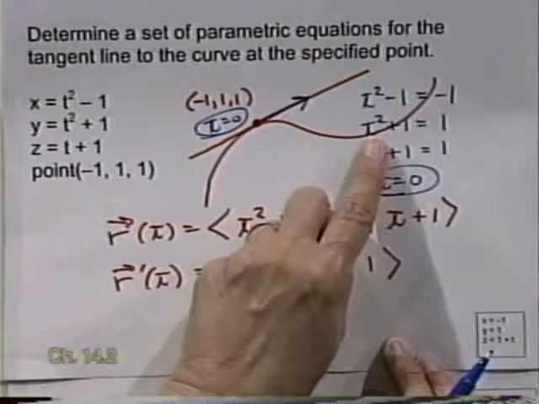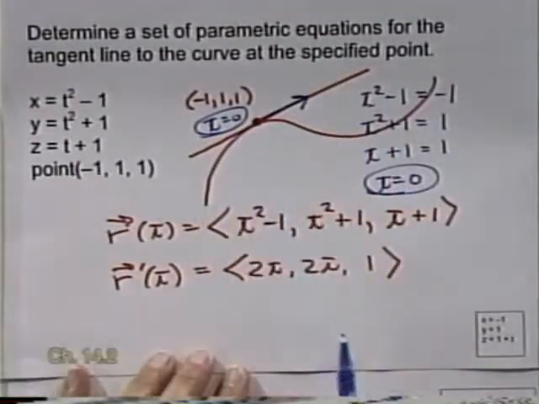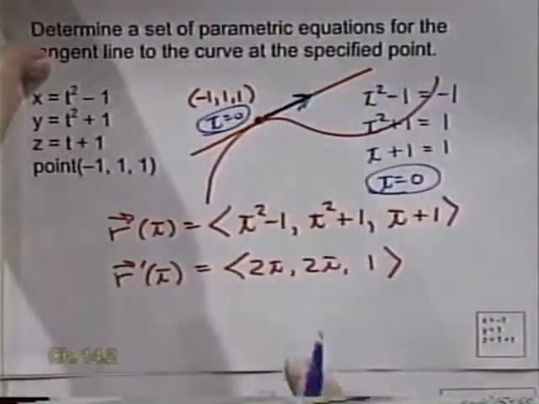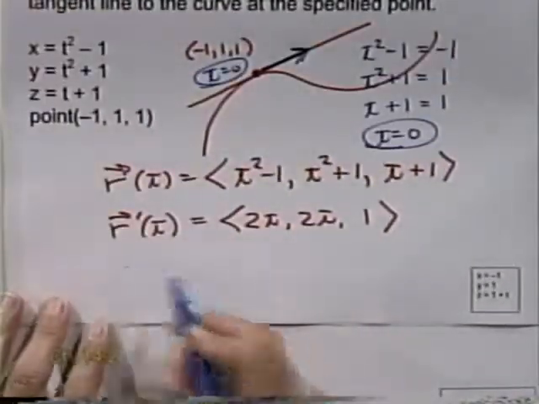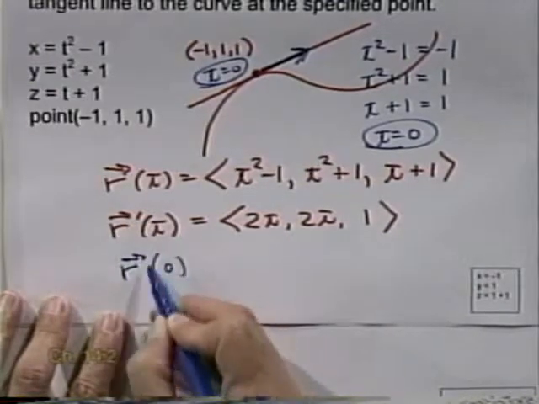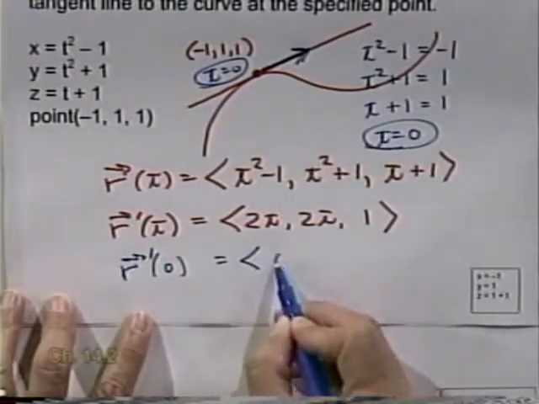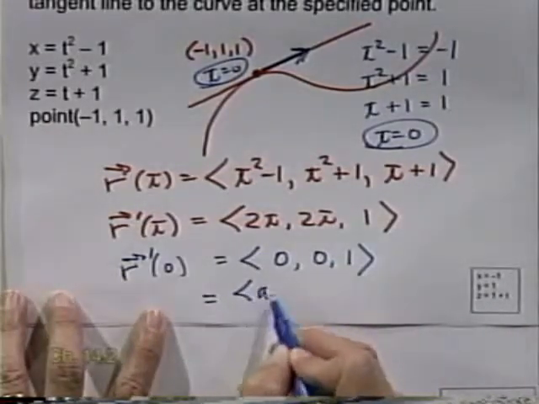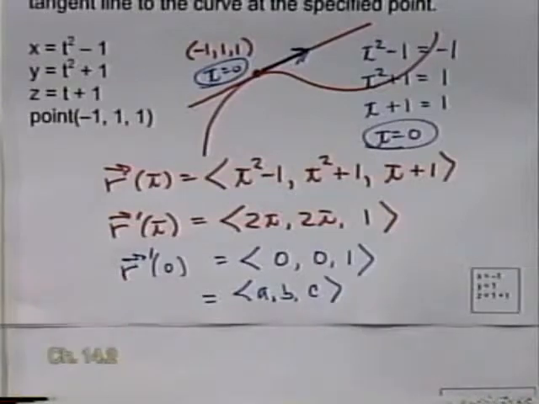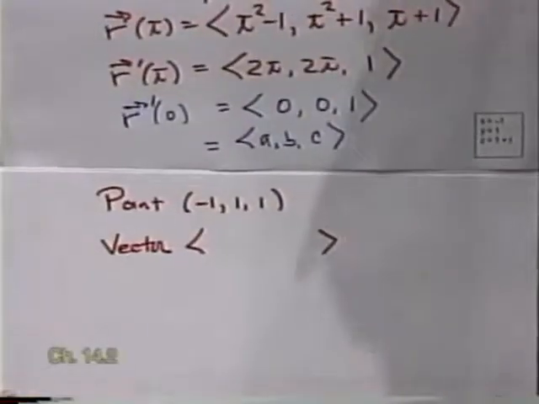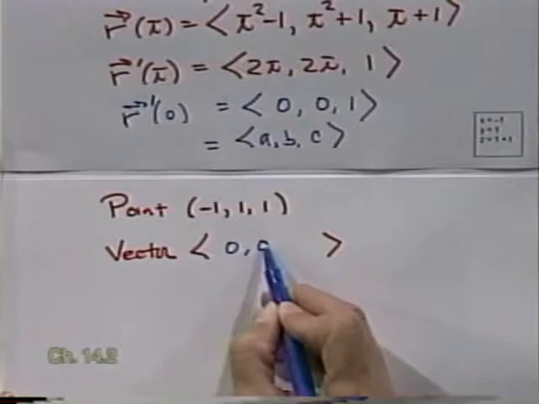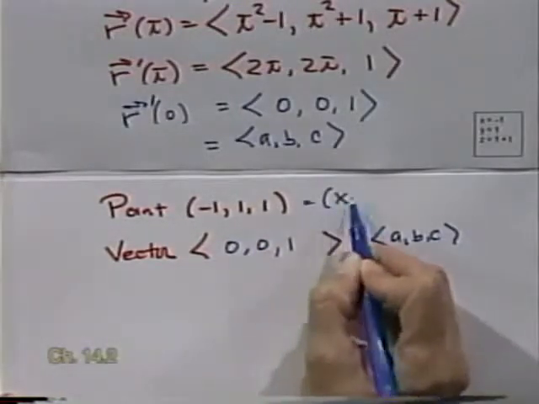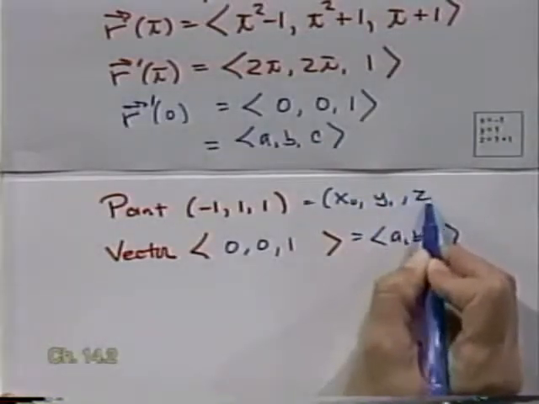Yeah, t equals 0. Yep, it works for all the others. So that corresponds to t equals 0. So my vector that's pointing me in the direction of the line corresponds to the derivative evaluated at 0, which gives me components 0, 0, 1. So that is my A, B, C. So my vector has components 0, 0, 1. This is my A, B, C. This is my x naught, y naught, z naught.